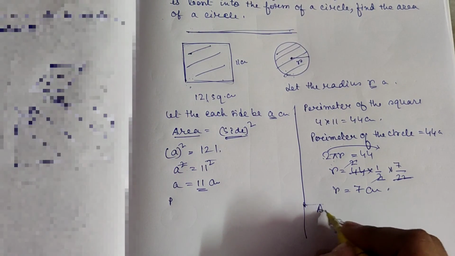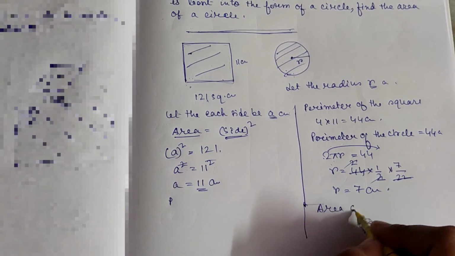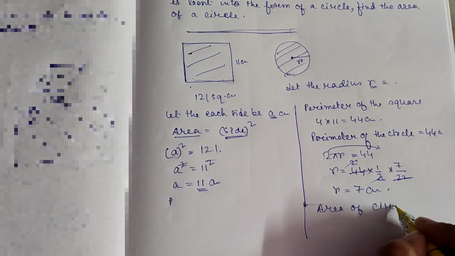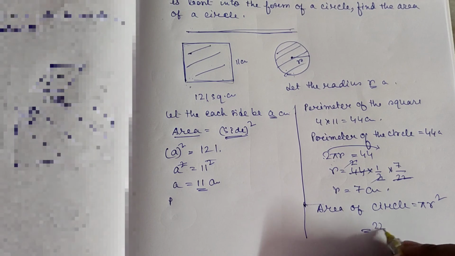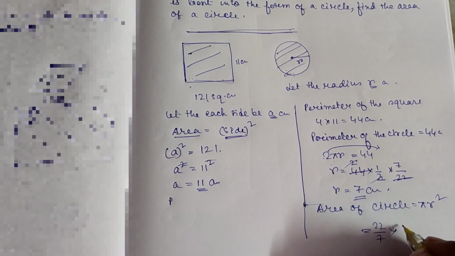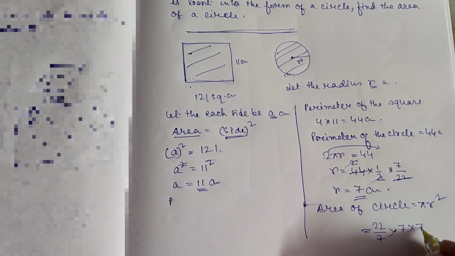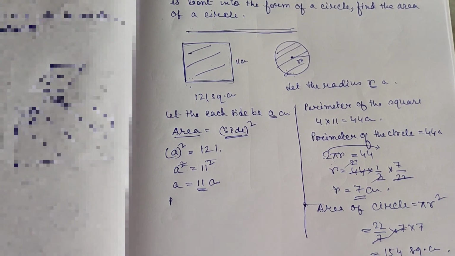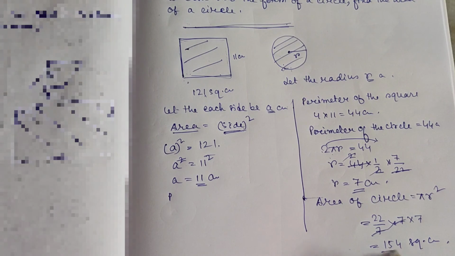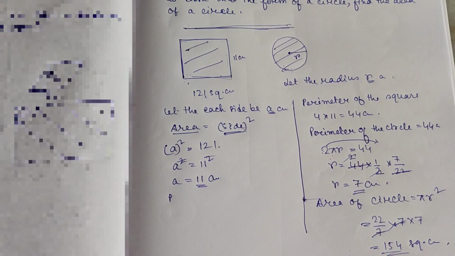Definitely. Area of a circle formula is what? Area of a circle, pi r square. Pi is 22 by 7 and r we have got 7. Square means 2 times, so after cancelling, 154 square centimeter. So what is the area of the circle? 154 square centimeter is the area of the circle. Number 8 is also done.